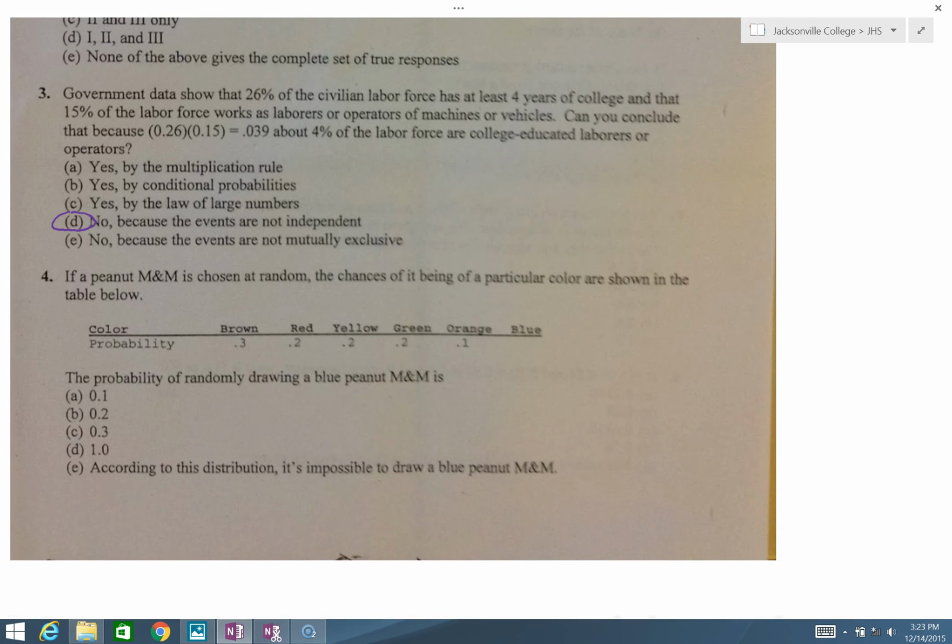Number 4, if a peanut M&M is chosen at random, the chances of it being a particular color are shown in the table below. Well, we know all these probabilities must add to 1. 0.3 plus 0.2 is 0.5, plus 0.2 is 0.7, 0.9, that's 1. These all sum to 1, thus blue is 0. No chance of getting a blue. The probability of randomly drawing a blue M&M is, according to this distribution, impossible. E. All right, that concludes this video.